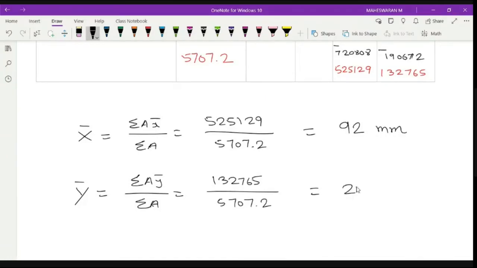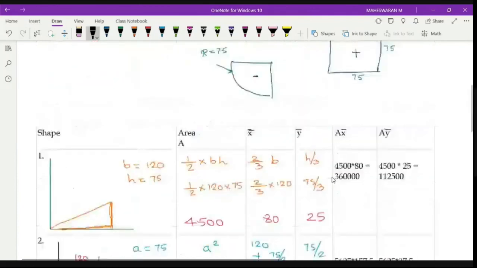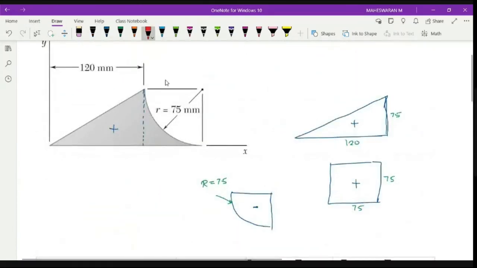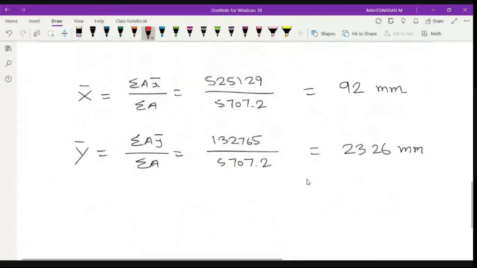And this is 23.6. You can see that the X bar is 92, something here, approximately. If you want, you can mark it.